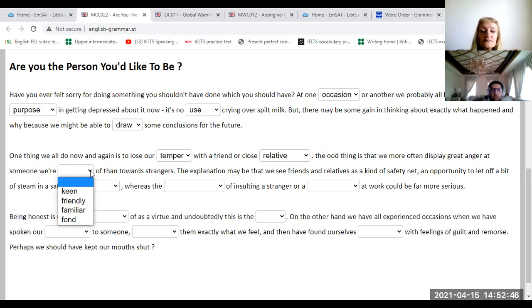I think it will be keen. You're keen. Yeah, but the only thing is, you have to say keen on. And we can't really say keen of or towards strangers. So it's not that one. Miss, what does fond mean, if you're fond of someone? Oh, yes, you got it. It's fond, because we can say fond of. If you're fond of someone, you like them very much and you think a lot of them.